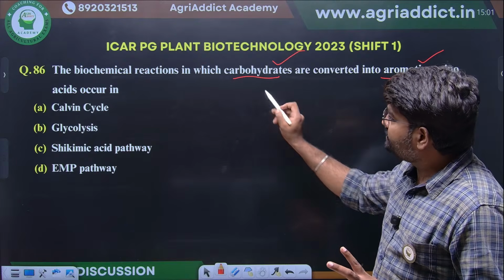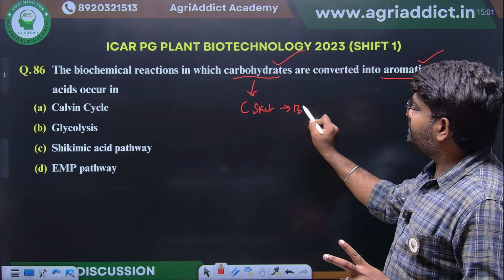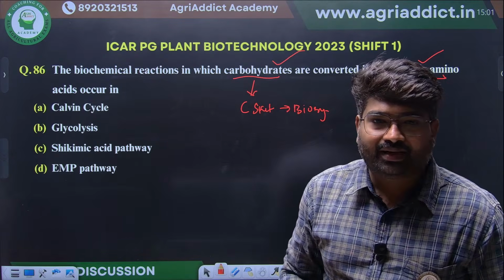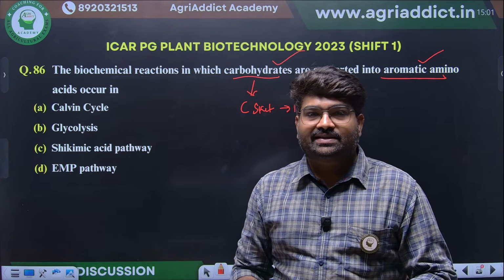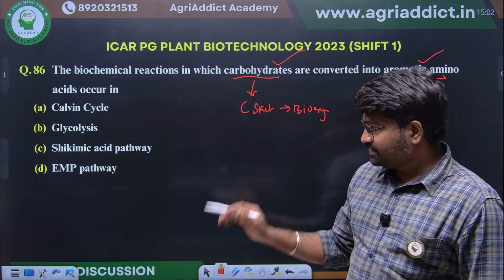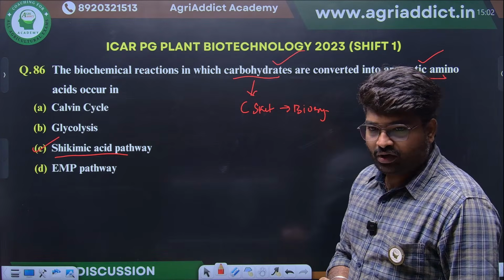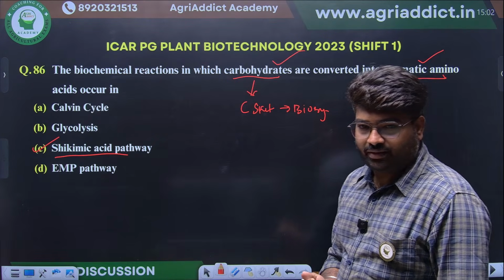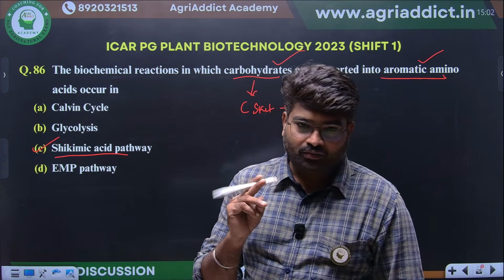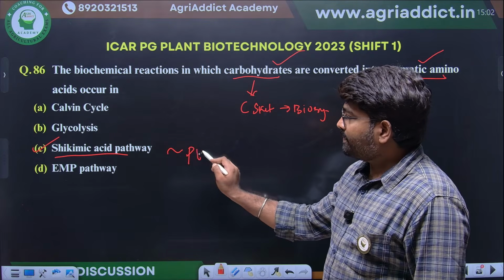Next thing, the biochemical reaction in which carbohydrates are converted into aromatic amino acids. Simple. Carbohydrates, we know, will give carbon skeleton for biosynthesis of amino acids. They are asking which is the specific pathway involved in synthesis of aromatic amino acids. Any guesses? Shikimic acid pathway. This we have already discussed in our class. What will be the inhibitor for this pathway? This I have already told, practical application. What will be the specific inhibitor? The structural analog of PEP.